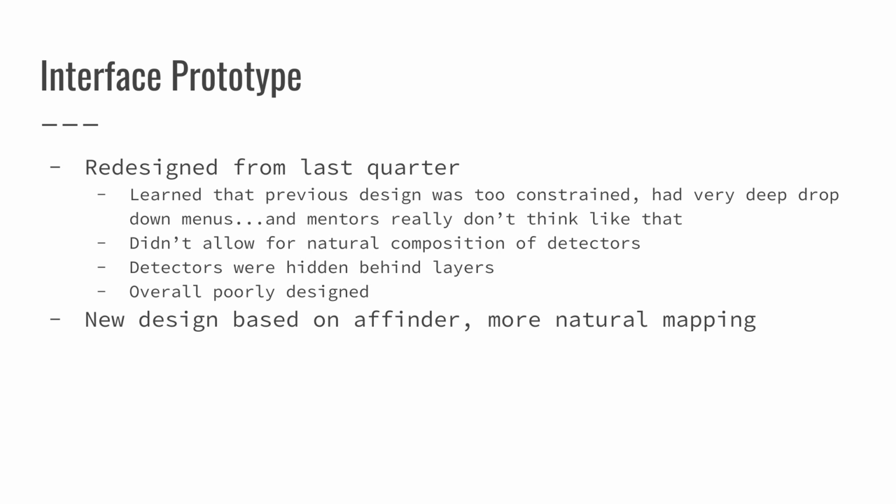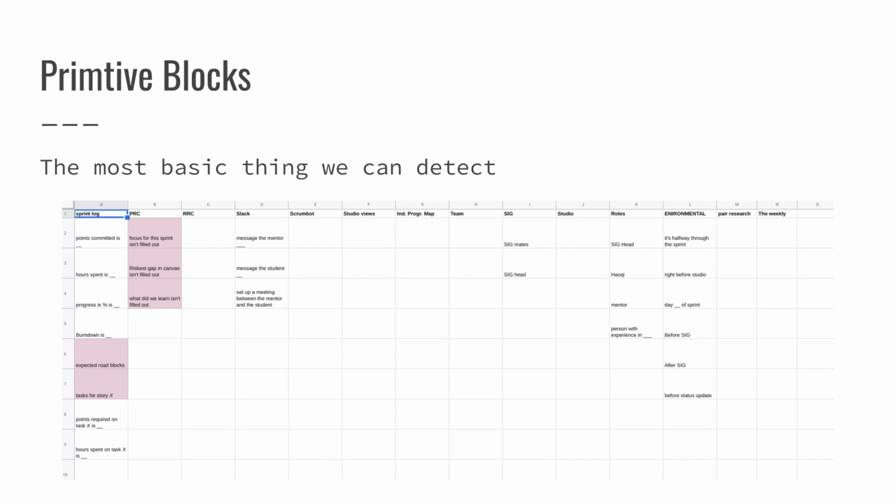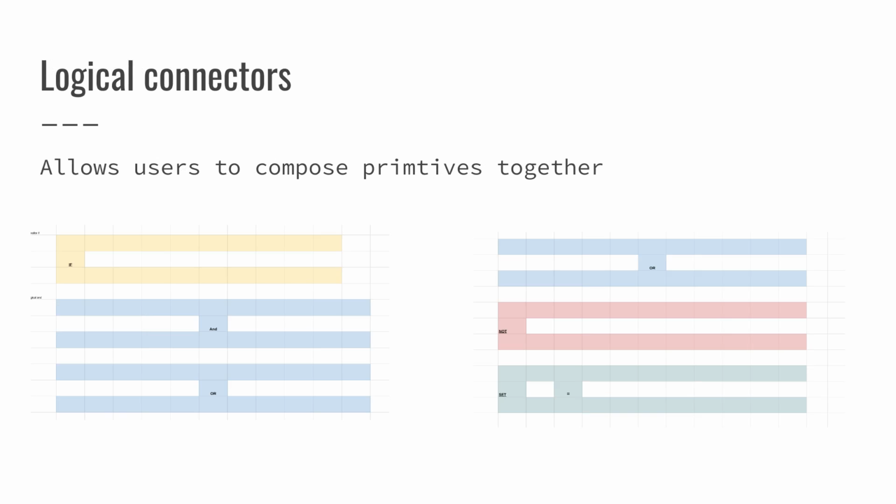So we made a new one based off of a finder and the arguments made in there. And from that, we made a more natural mapping between the mentor's thought process and the actual composition of orchestration scripts. And that's what gave us this. These are the primitive blocks, where this is just a page where the different primitive blocks are categorized under the document that they correspond to, and mentors can forage in this page for the primitives that they want.